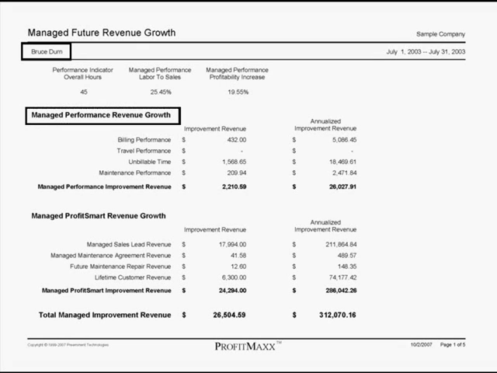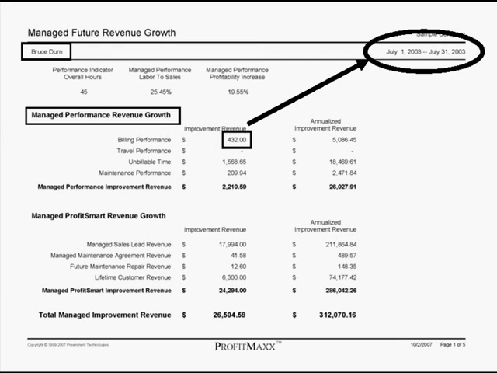Next, let's look at the Managed Performance Revenue Growth section of this report. Remember, this section shows you the improvements you could realize by better managing the tech's actual performance while he's performing service and maintenance work. First is the billing performance. This is a technician's bottom line potential revenue increase from the Billing Performance Analysis Report. The first column shows you the increases possible for the time period of this report. In this particular case, we're running for the month of July. For Bruce, his potential increases are $432.